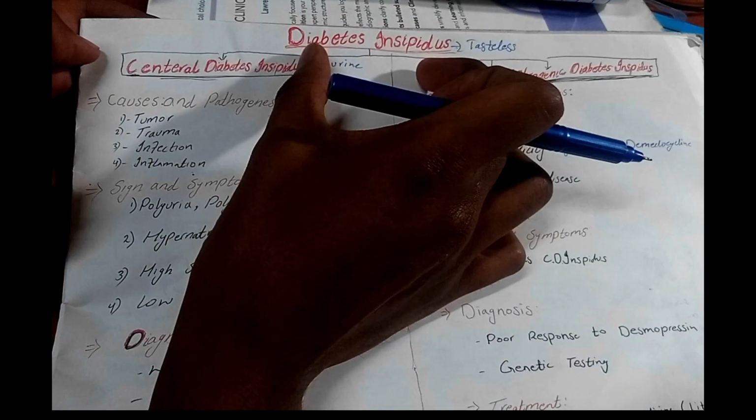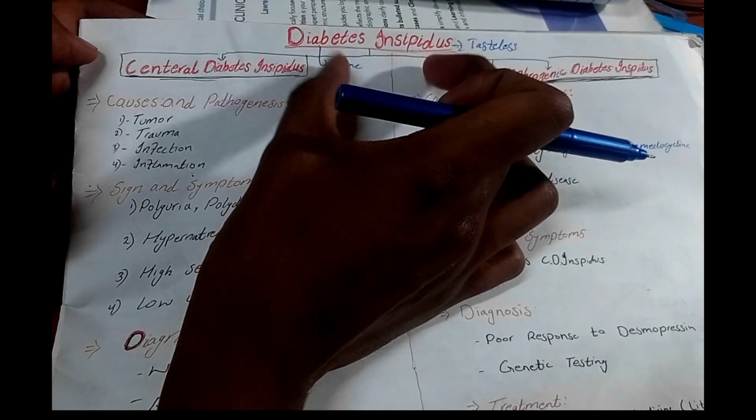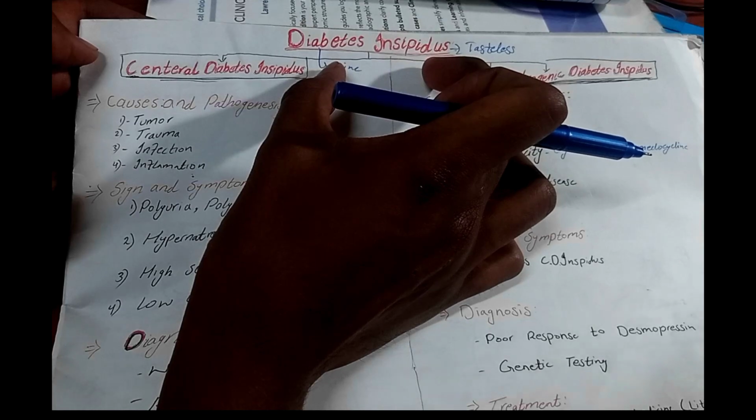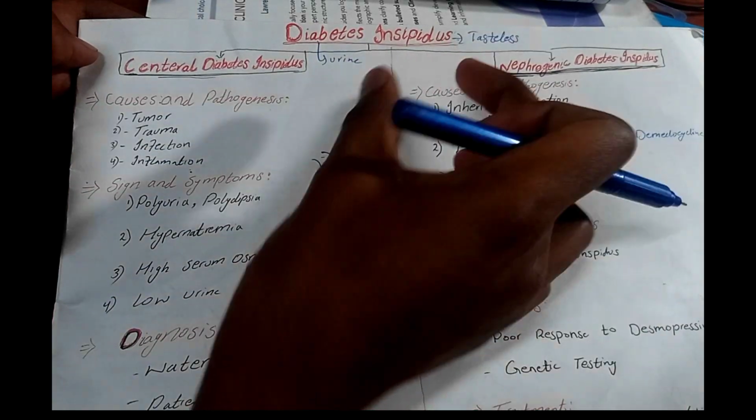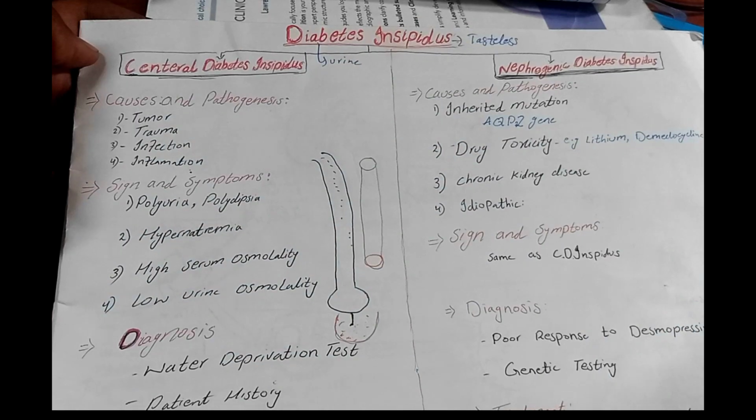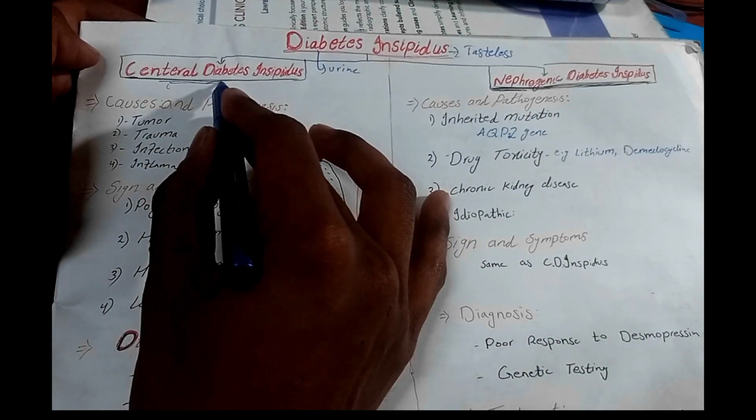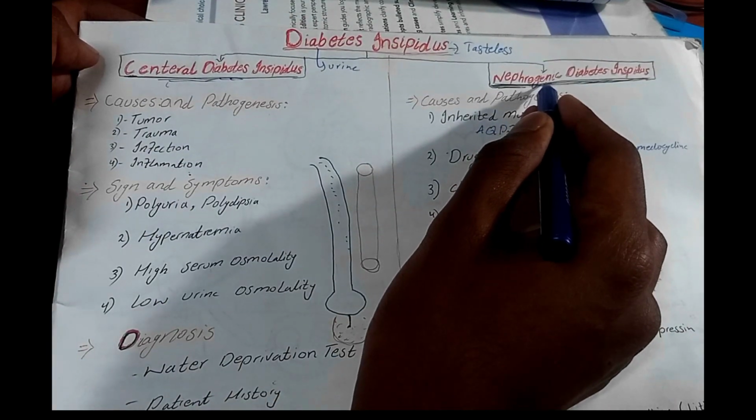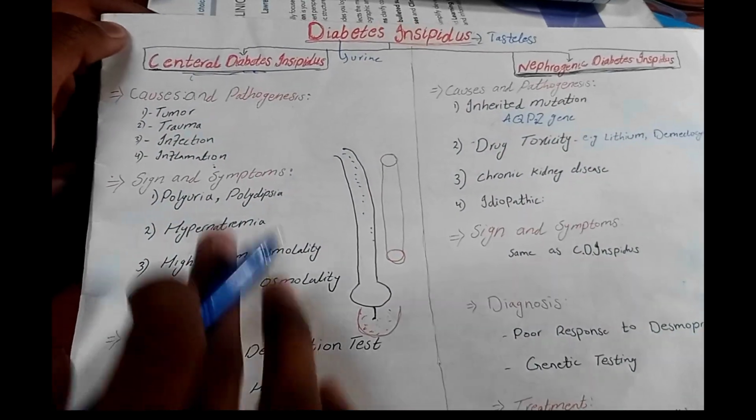First of all, diabetes insipidus is a condition in which, due to insufficient function of ADH hormone, antidiuretic hormone, the patient presents with excessive urination and polydipsia. It occurs due to ADH insufficiency. On the basis of the insufficiency of ADH, we divide it into two types: central diabetes insipidus and nephrogenic diabetes insipidus. We take a look one by one here.